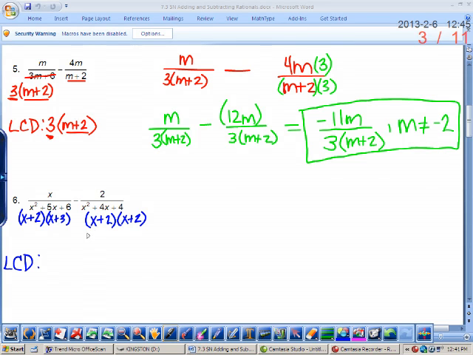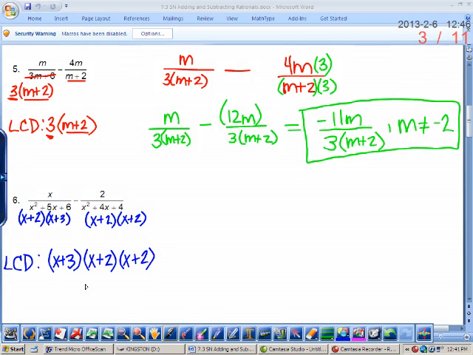Yeah. So we know we're going to have an x plus 3, right? Now, x plus 2 happens once in the first fraction, but twice in the second fraction. So since it happens twice in one denominator, it must occur twice in our common denominator. So that's our LCD. Is everyone okay with that?